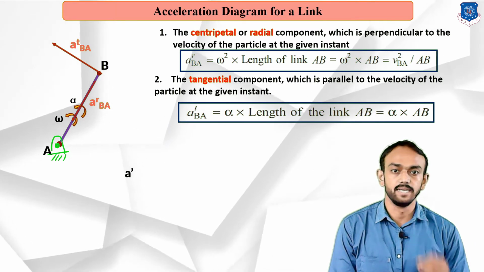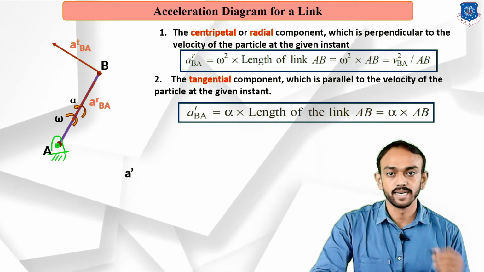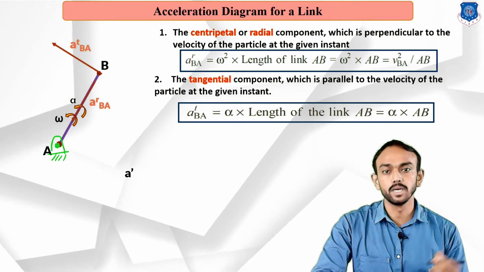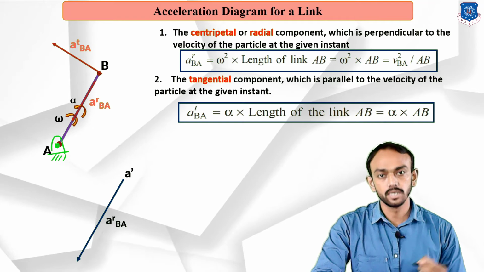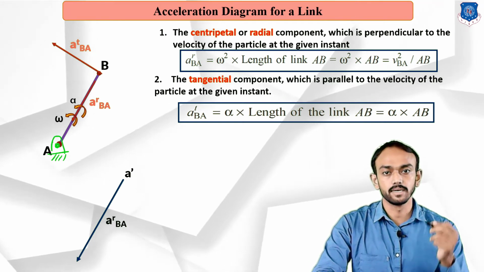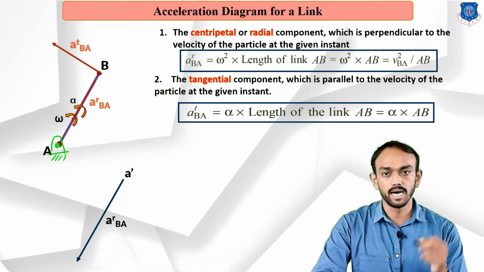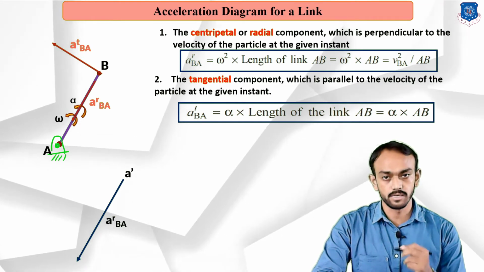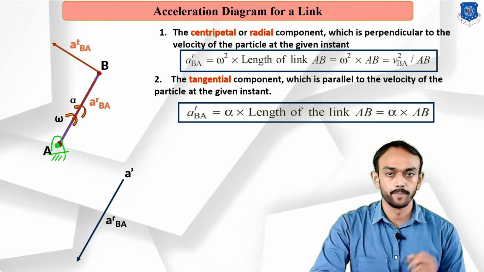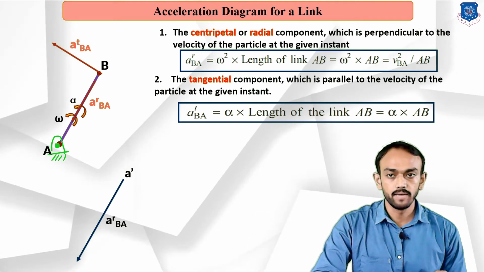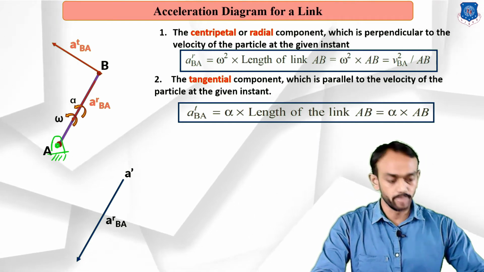Okay, so let's take A dash. Now as you know, the radial component is parallel to the link. Now we will draw the radial component, which will be parallel to the link, and the notation you can see is the radial component of acceleration of B with respect to A.